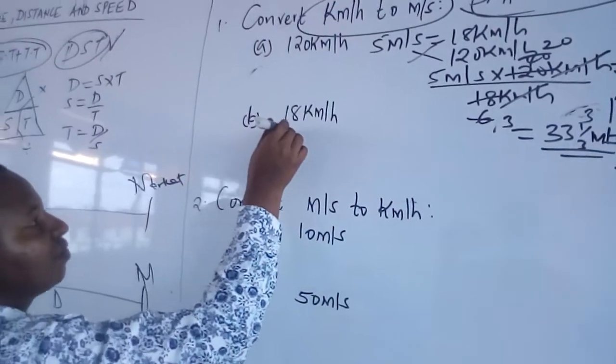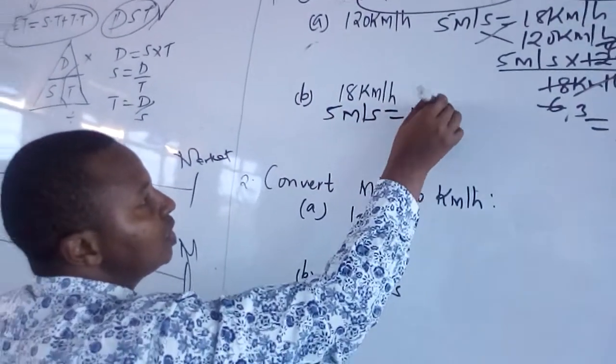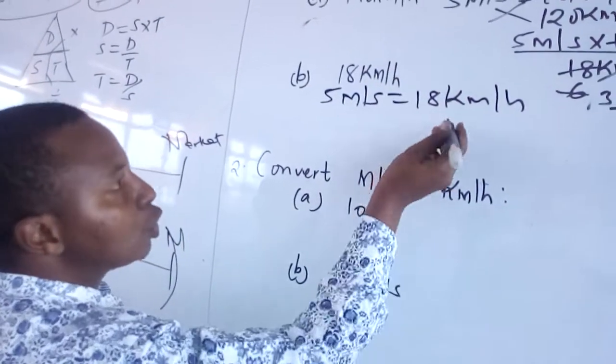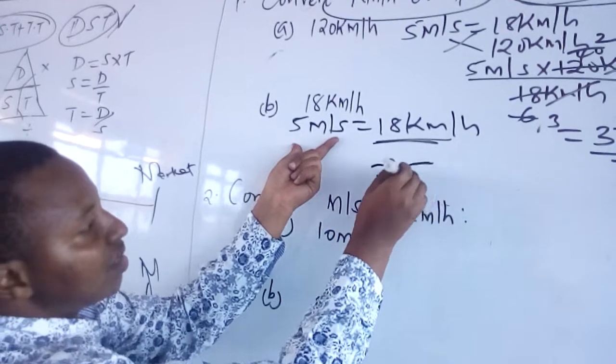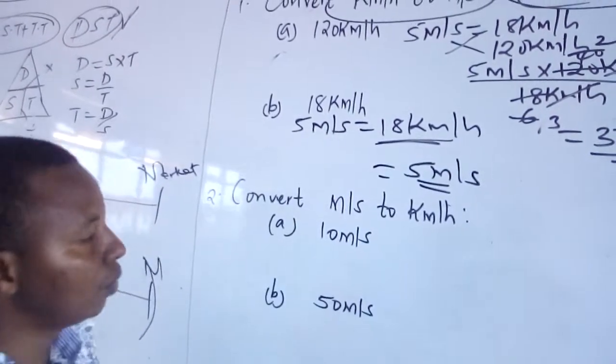This question, 5 meters per second is equal to 18 kilometers per hour. So already we asked 18 kilometers per hour. So the answer is 5 meters per second.